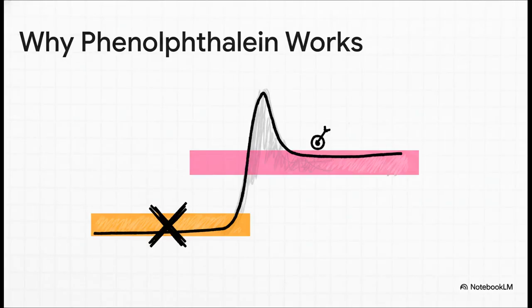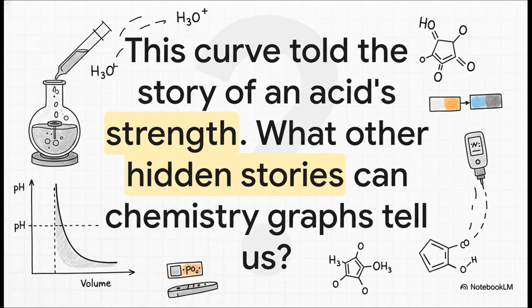Remember, the equivalence point for our weak acid titration was 8.72. Well, look at phenolphthalein. Its color change range, from 8.3 to 10.0, perfectly surrounds our target pH. This means it will go from colorless to pink right as the pH makes that massive vertical jump on the graph, giving us a super sharp and accurate signal. If we'd used methyl orange, it would have changed color way too early, long before we were even close to being done. So just by plotting pH against volume, we were able to read a whole story about an acid's identity, its strength, and how it behaves.